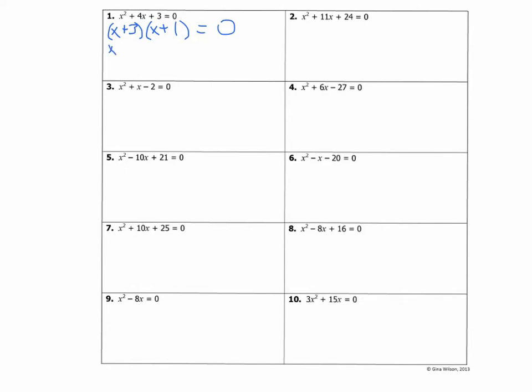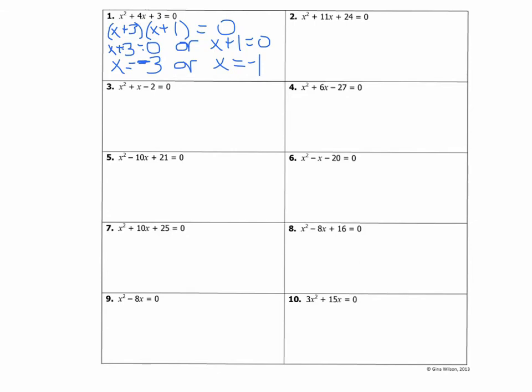Then you take each of those factors, each of those parentheses, and set them equal to 0. So either x plus 3 equals 0 or x plus 1 equals 0. These are one-step equations. I'm going to subtract 3 from each side. So x equals negative 3 or x equals negative 1. Okay, so those are the two places this parabola would cross the x-axis, at negative 3 and negative 1. All right, let's look at one where the signs are a little different.